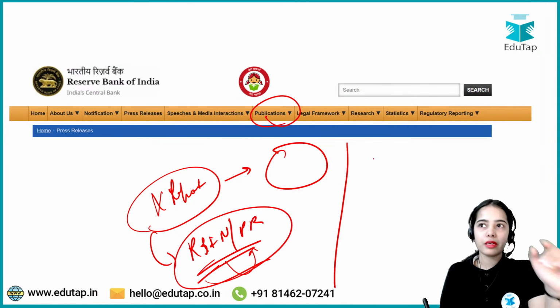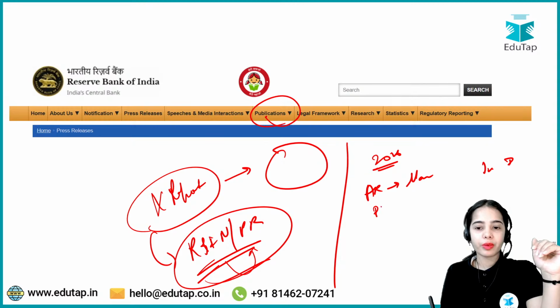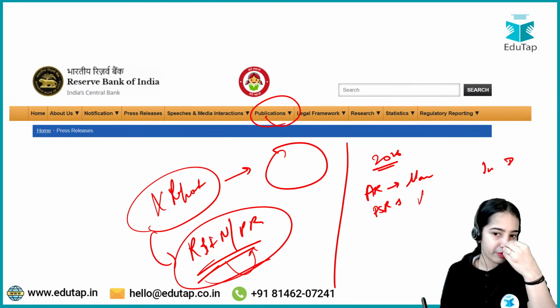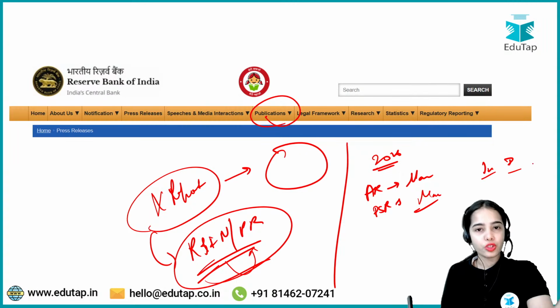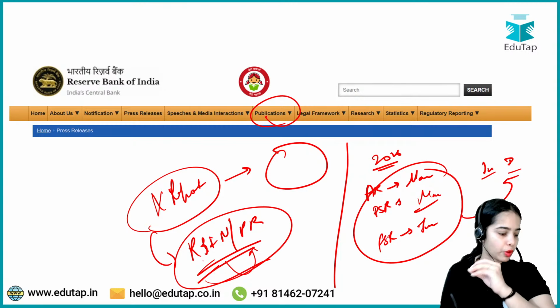Okay, this time, for the 2026 examination, the annual report was released in May. Your exam was in June and July. The payment system report was released in May also, and your exam was in June and July. Then the FSR was also released in June, and your phase 2 was in July. So this is the idea that if the reports are released, they are very, very important.